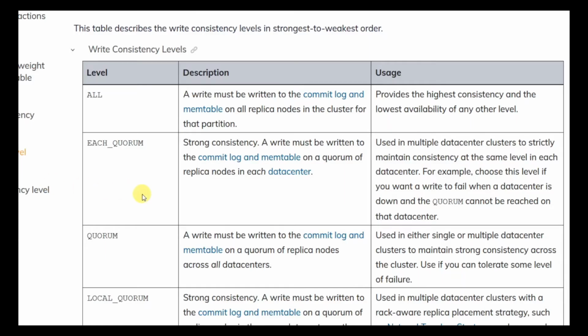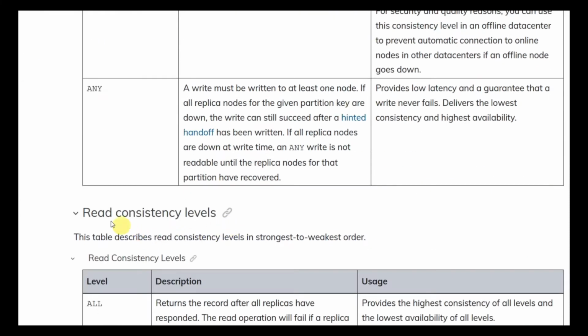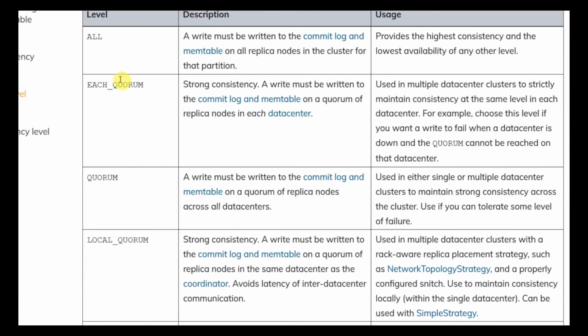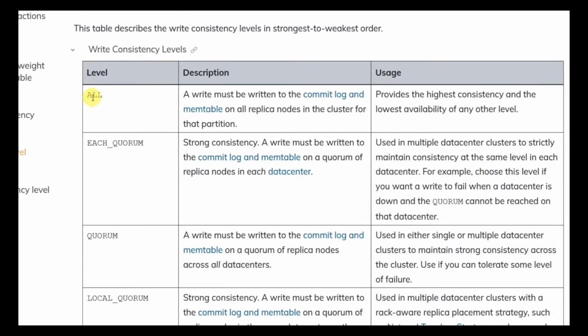So let's understand the consistency levels. We have different consistency levels for reads and writes. Here are the ones for writes, and below we have the ones for reads as well. The first consistency level is ALL. What does it mean? It basically means a write must be written to the commit log and memtable on all replica nodes in the cluster for that partition, right? So it has to be written everywhere. So you can understand that we are making it very consistent, right?